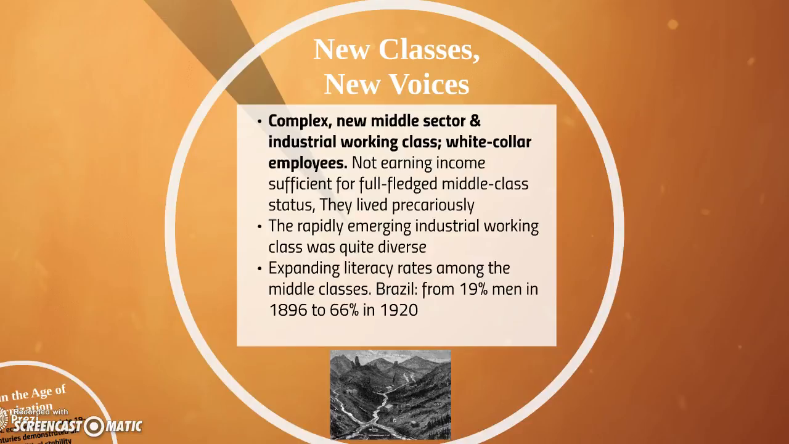Complex new middle sector and industrial working classes arose during this population boom. White-collar employees multiplied. Not earning income sufficient for full-fledged middle-class status, they lived precariously. The rapidly emerging industrial working class was quite diverse. Expanding literacy rates among the middle classes was another feature.